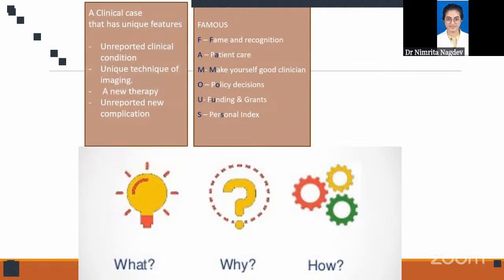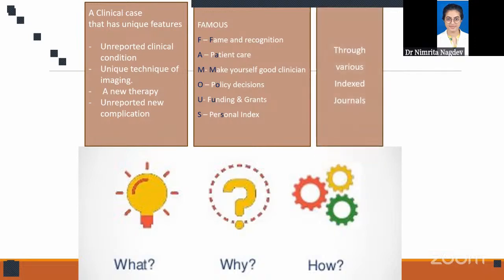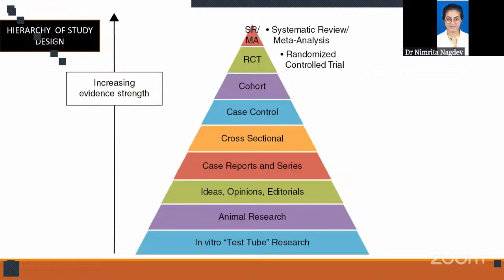So, what should we write? Any clinical case or any imaging technique, any new therapy, any new complication which is unique and unreported should be written. And how can we publish? Through various indexed journals. So this is the hierarchy of various study designs. It is always good to start writing with a case report and case series, and then we can upgrade ourselves by climbing up the pyramid of study designs and do various types of publications.